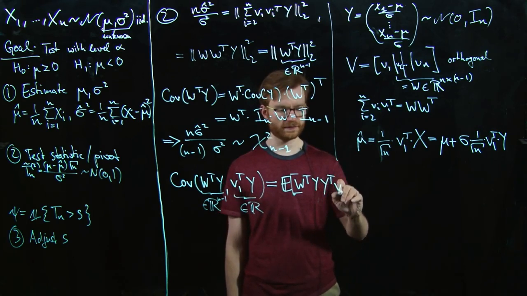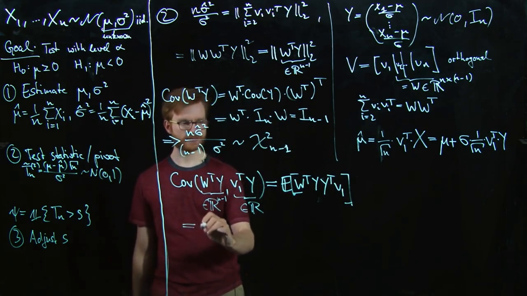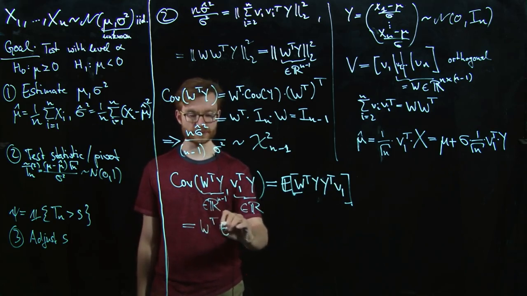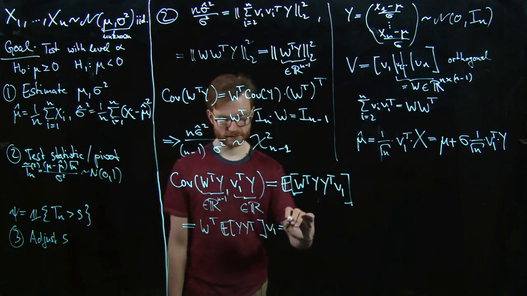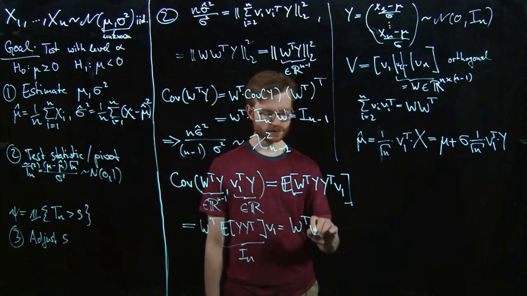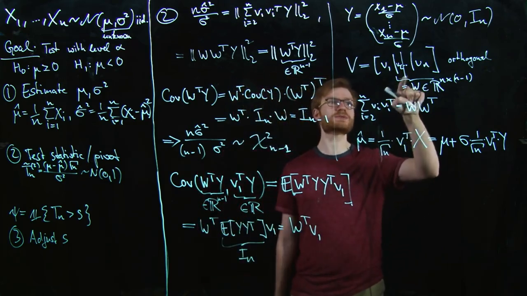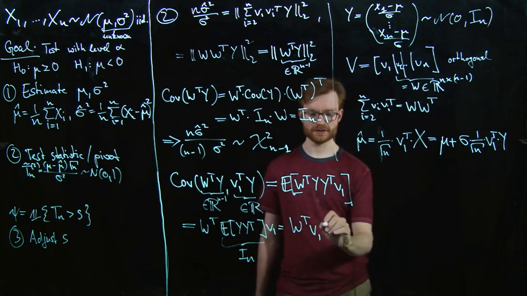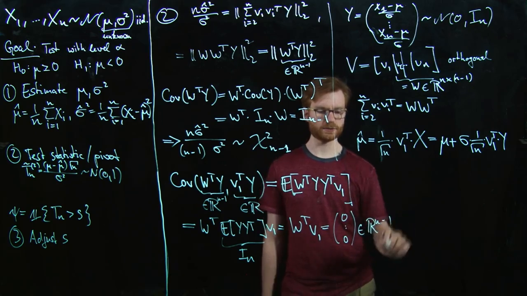And let's flip this. Because it's just a number, I can flip the order here: y transpose v1, which is, since these are linear and fixed, I can write it as w transpose expectation y transpose v1. This is the identity matrix in n dimensions. So it's w transpose times v1. And this is exactly the collection of the inner products of all vectors v2 up to vn with v1, which by definition is the all zeros vector in R^(n-1).